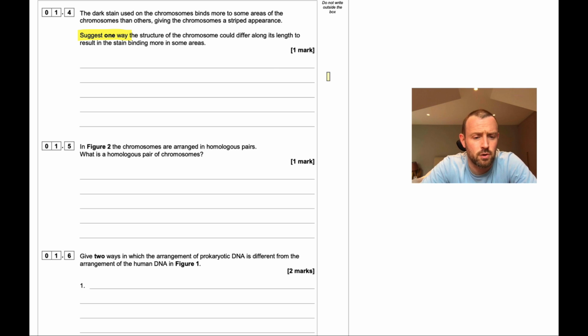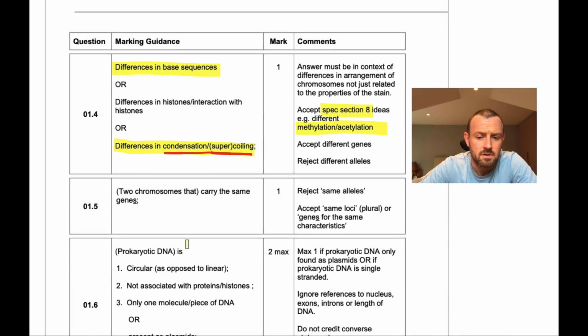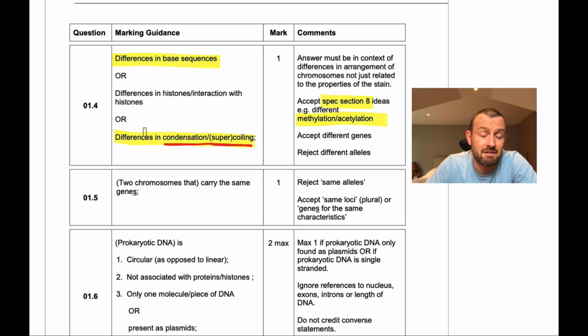All right, in figure 2, the chromosomes are arranged in homologous pairs. What is a homologous pair of chromosomes? This is a simple definition type thing. A homologous pair of chromosomes contains a maternal chromosome and a paternal chromosome containing the same genes, I would say. Different alleles, but the same genes. Let's just see what they want as the definition. Two chromosomes that carry the same genes. That's the definition that you should remember.